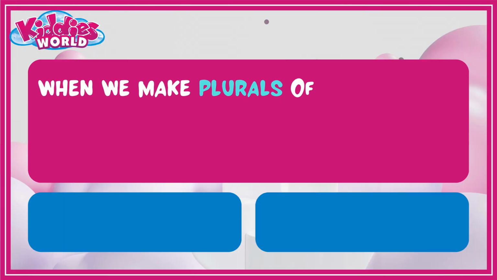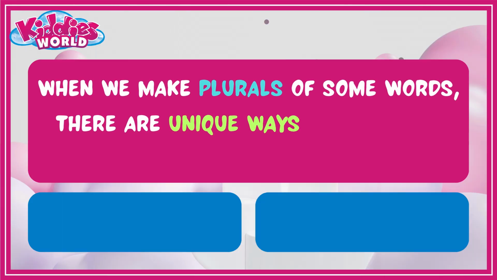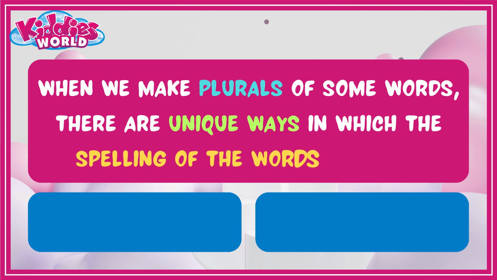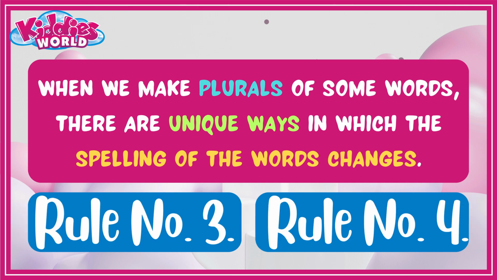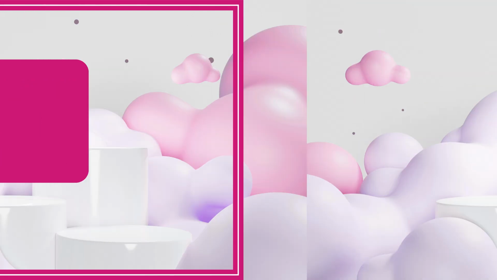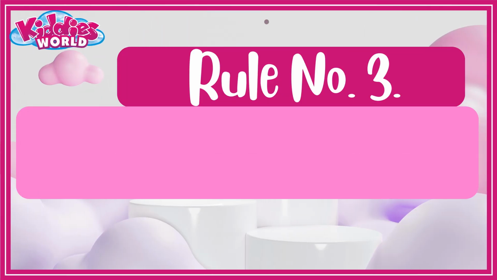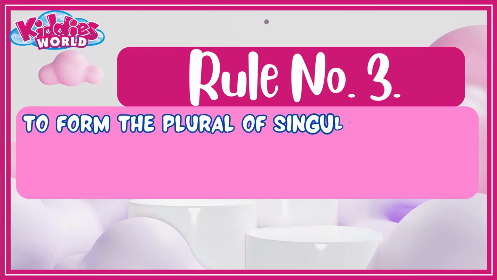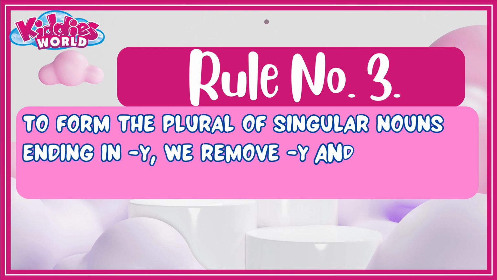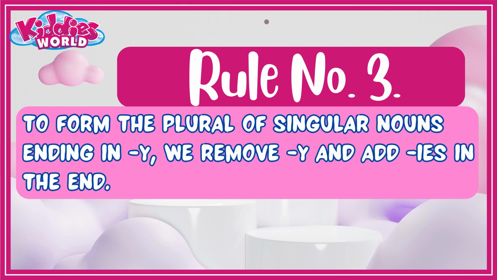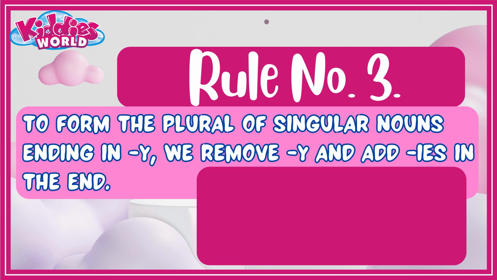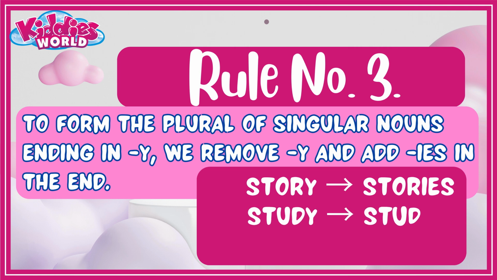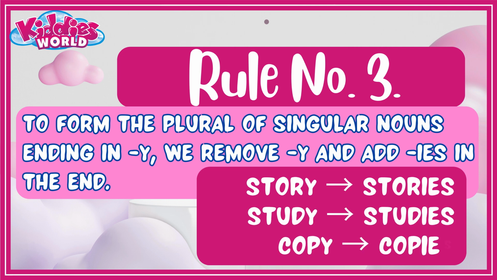When we make plurals of some words, there are unique ways in which the spelling of the words changes. For that, we have rule number 3 and rule number 4. Let's see them one by one. Rule number 3. To form the plural of singular nouns ending in y, we remove y and add ies in the end. For example, story becomes stories. Study becomes studies. Copy becomes copies.